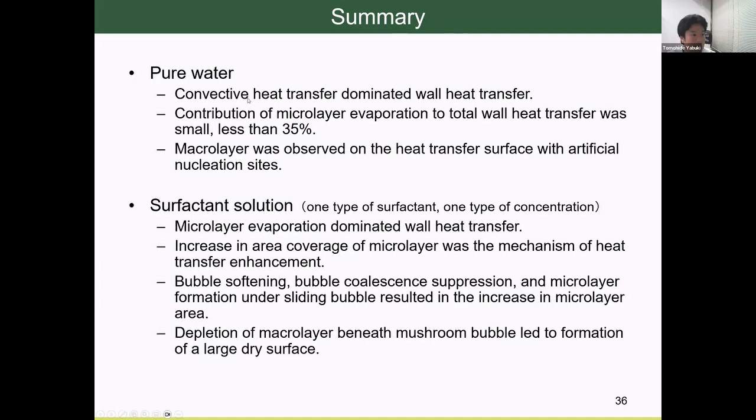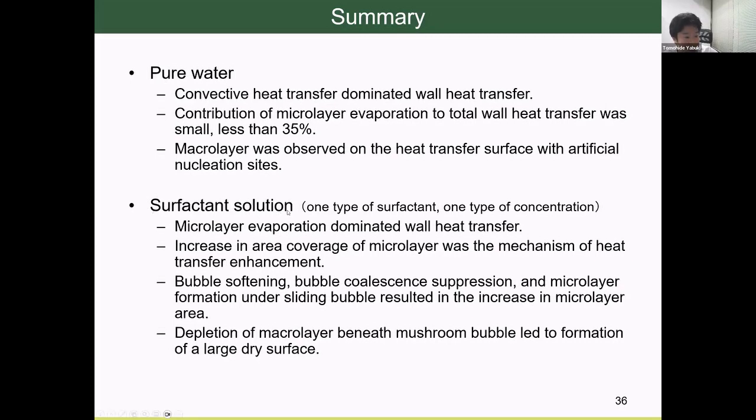For pure water, convective heat transfer dominated wall heat transfer, and the contribution of microlayer evaporation to overall wall heat transfer was small, less than 35%. And microlayer was observed on the heat transfer surface with artificial nucleation sites.